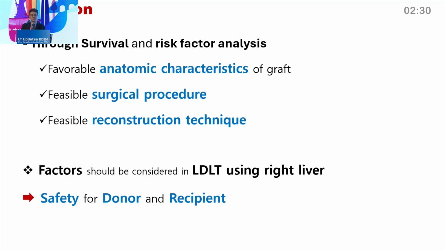The main purpose of our study is to find the favorable anatomic characteristics of the right liver and the optimal surgical procedure and reconstruction technique. So these identified factors will help in deciding the optimal surgical planning for the donor and recipients.